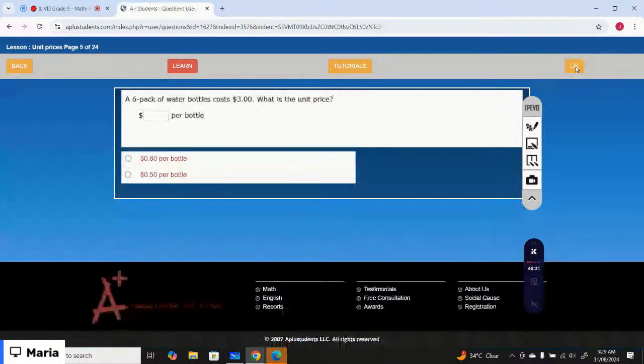A six pack of water bottles costs $3. What is the unit price? Which is the correct option? Option number 2 is the correct option, right? That is 0.50 per bottle.